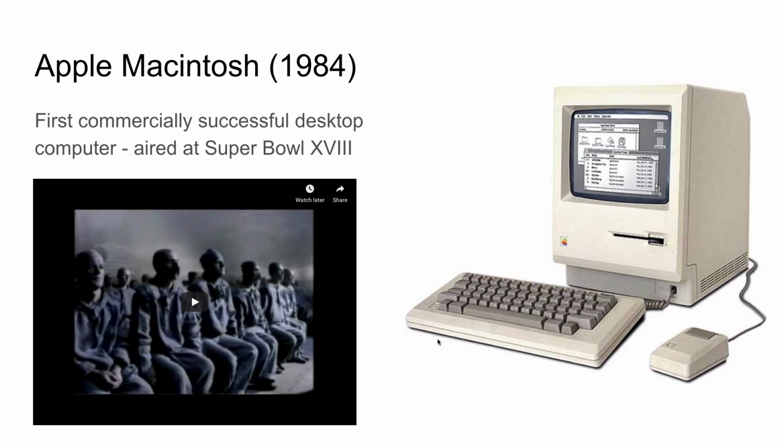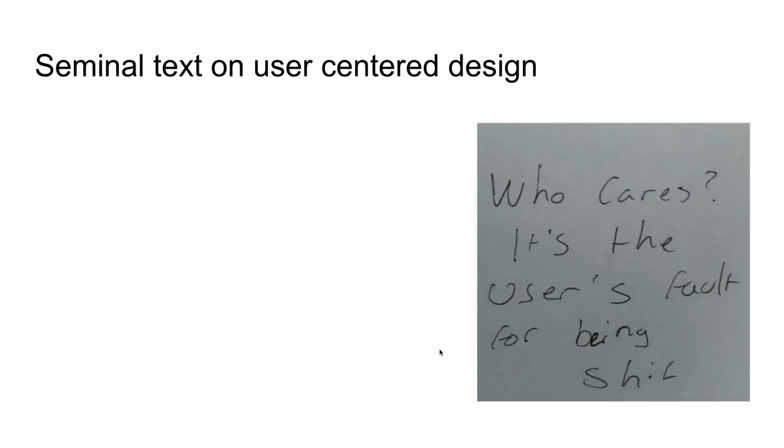what does all of this mean? So, some time ago I asked students to write down what they think HCI is. And this is what I got from one of them: who cares, it's the user's fault for being shit. And everybody laughed, right? Everyone went, oh, this person's an idiot, they're so funny. Kind of ridiculing the topic, I suppose. But they're not far off, right?